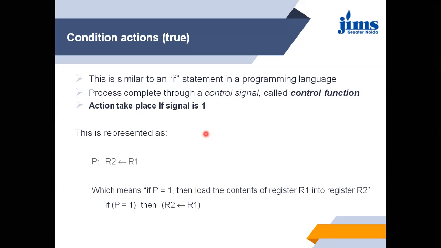This is also represented as P. P means process. If P is equal to 1, then the content of R1 is going to be transferred to R2. Or we can write this in this form also: if P is equal to 1, then R1 to R2, meaning data of R1 will transfer to R2.